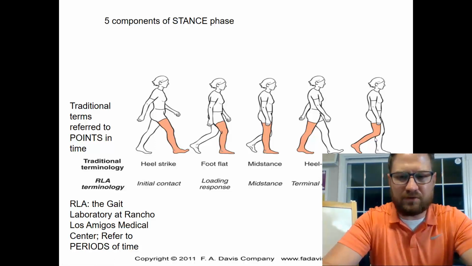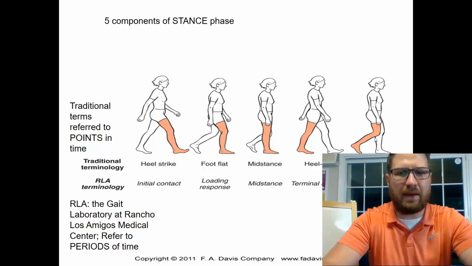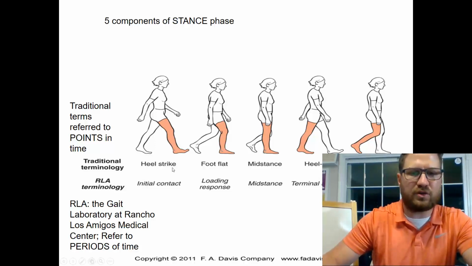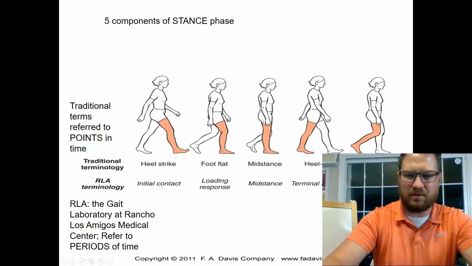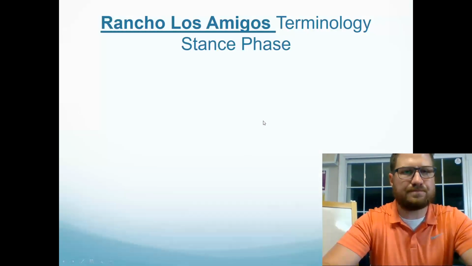So what do we think muscle-wise is going to happen between heel strike and flat foot? What do we think is going to be happening muscle-wise as that foot leaves the ground? We are completely in mid-stance. What's going on at the hip? Okay. Some questions to ask ourselves. The other type of terminology is going to be that Rancho Los Amigos.